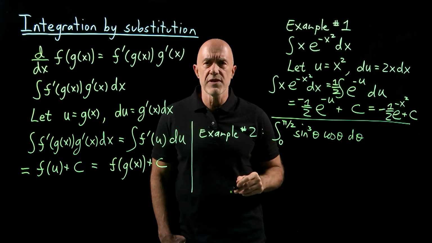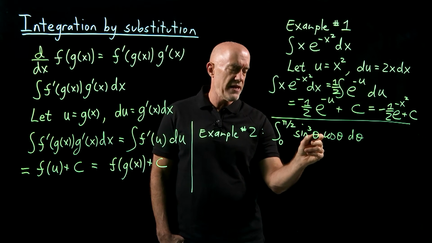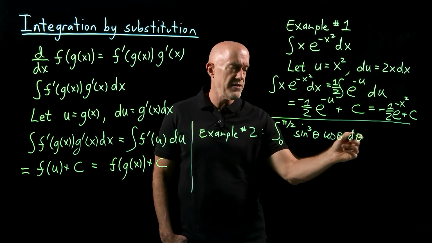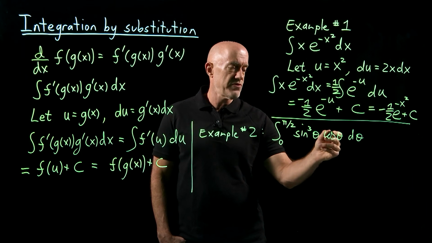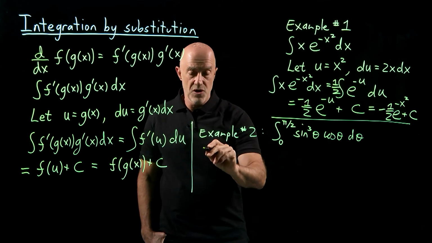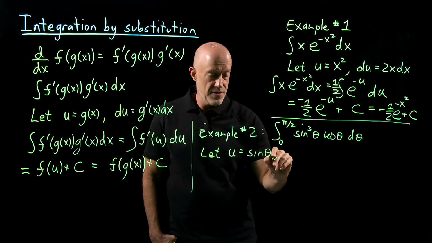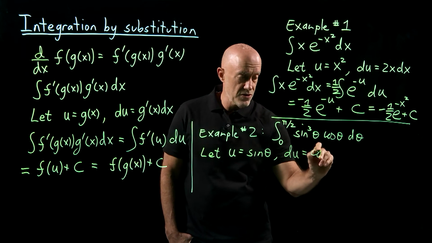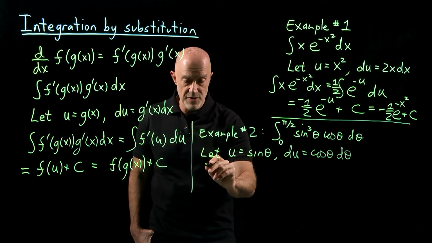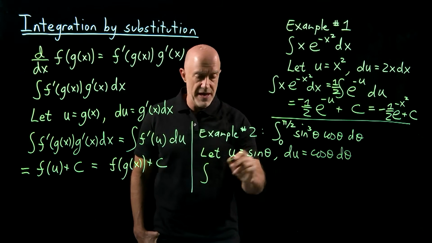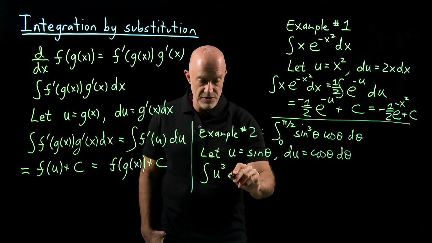Well, we know that the derivative of sine theta is cosine theta. So if we choose u to be sine theta, then du will be cosine theta d theta. So then we have a u, which would be u cubed, and we have a du, which would be cosine theta d theta. So we let u equal sine theta. So then du is equal to cosine theta d theta. And then substitute in. So we have the integral of sine cubed theta, which is u cubed, times cosine theta d theta, which is du.